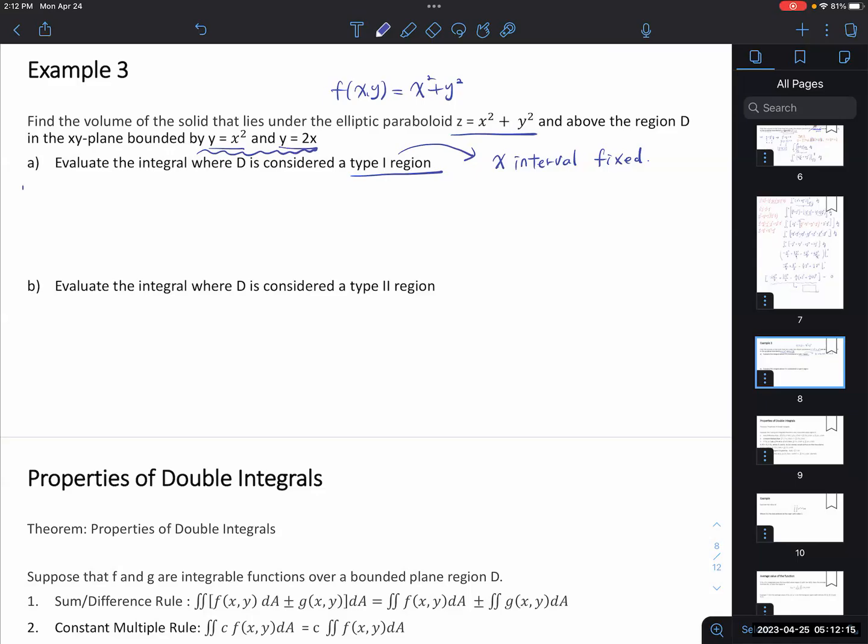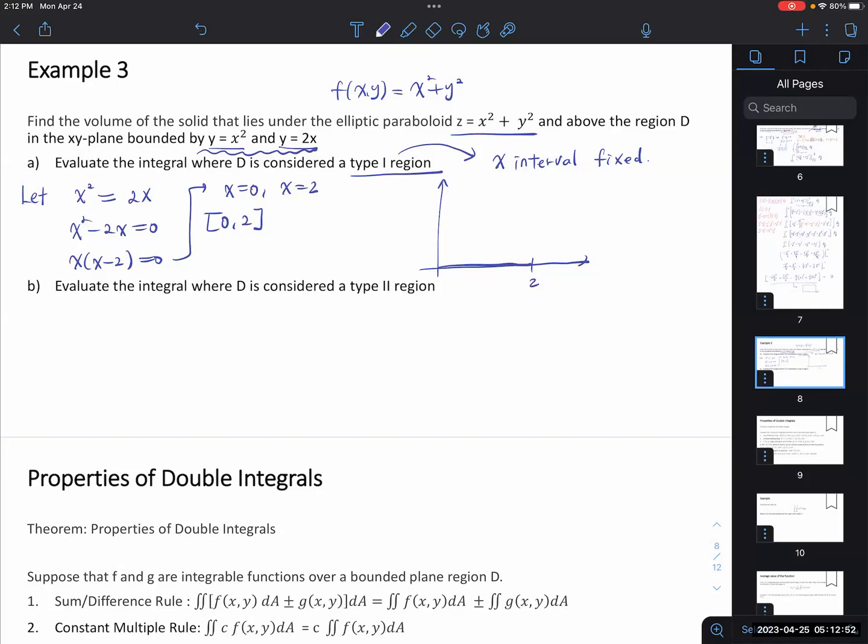We did the same work. Since y equals x squared and y equals 2x, we set them equal to each other to find the x interval, because that's where they intersect. So x squared minus 2x equals 0, x times (x minus 2) equals 0. From here, I got it: one is 0, another one is 2. So 0 to 2 is the fixed interval for x. Very simple to find the fixed one. So we have 0 to 2, this is the fixed x interval.